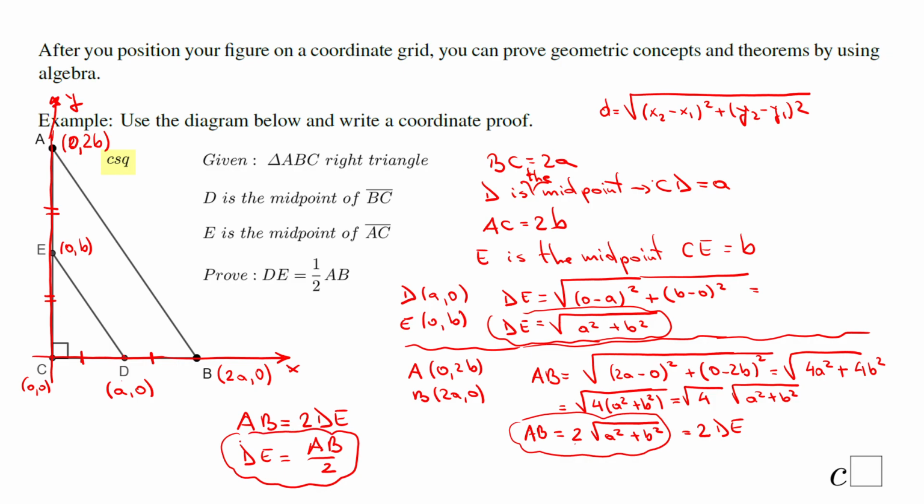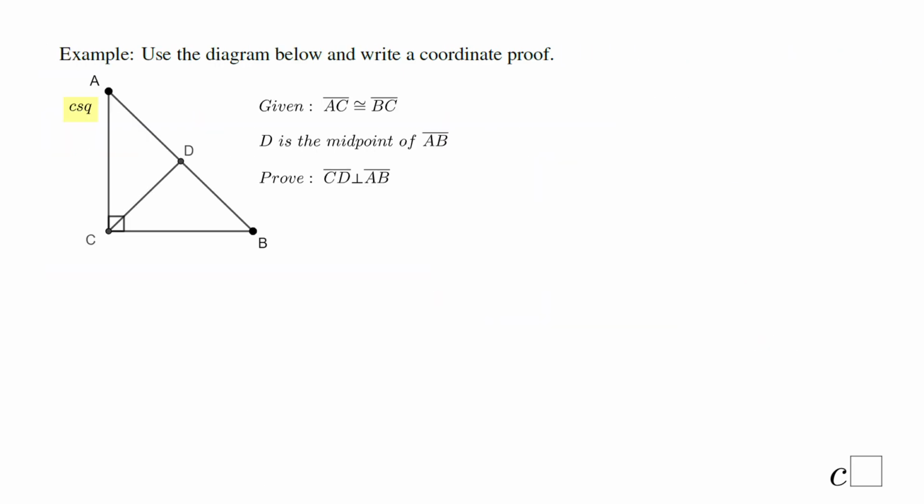So this is what we call a coordinate proof, where we draw an x and y axis. We label the points in such a way to make the computation easy. And you notice these 2a and 0 and 0 and 2b, which allows me to handle the midpoints more easily. And then we use the distance formula, and we end up with what we need to prove, that DE is half of AB.